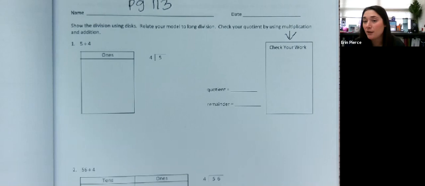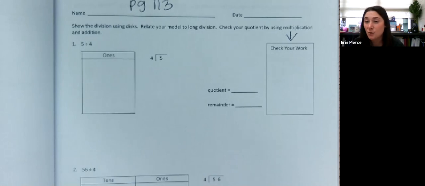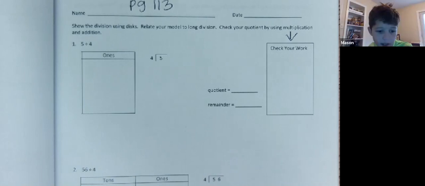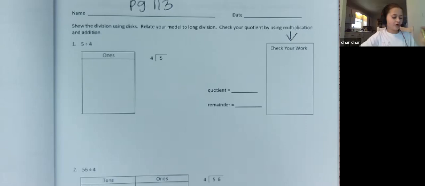Did you have any questions? You're going to be on page 113. You're doing 5 divided by 4 and 56 divided by 4. Similar, but a little bit different. Mason, what is your question? Never mind. I was just raising my hand. Distracted. Okay. Charlotte? I don't have a question, but my dad has to go to work and I have to go. I'll do the exit ticket whenever I come back home.